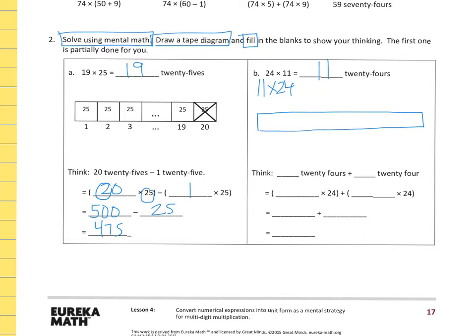So a tape diagram would look like this, and we're going to represent all 11 24s. So we're going to have 11 boxes, but we're not going to draw all 11. We're going to do maybe a few, maybe 1, 2, 3, and then 10, and then 11. Now they're all 24s.